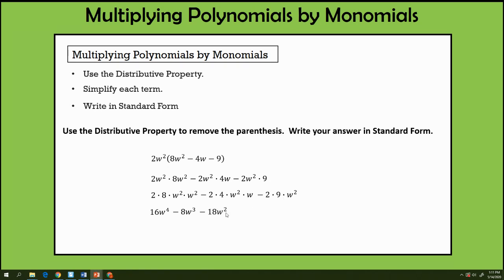That's going to be minus 18w squared. And there's our simplified answer. It's in standard form. Remember, we go by degree: degree of 4, degree of 3, degree of 2. So I'm going down in size. Signs are important, so I make sure I get all my signs correct, but that's how we do that.